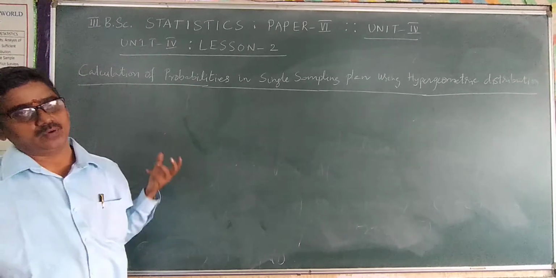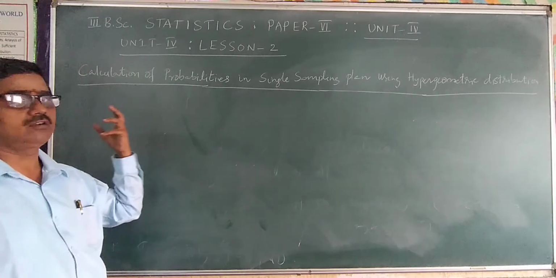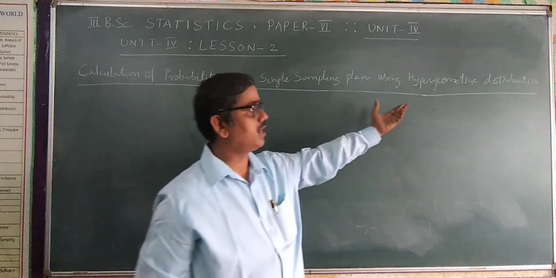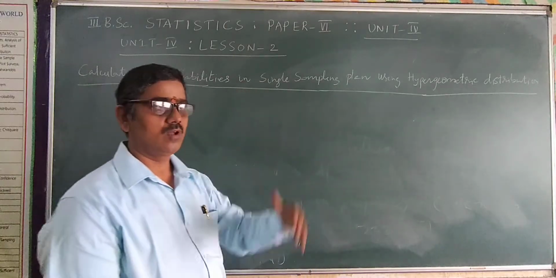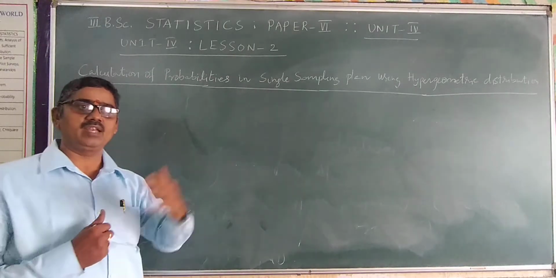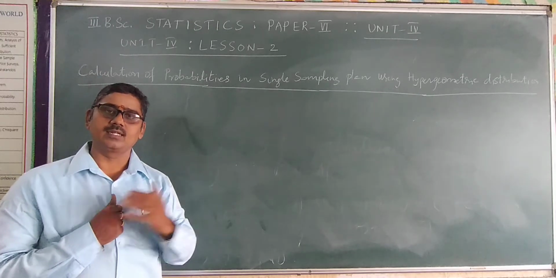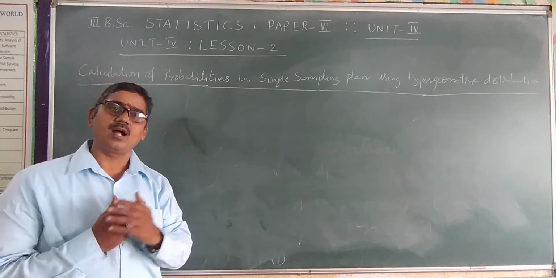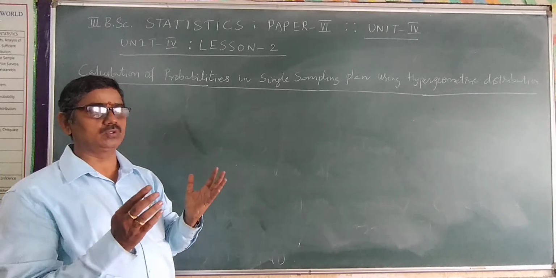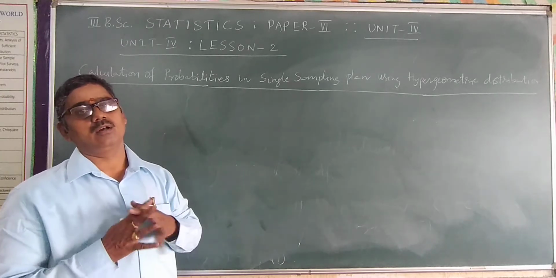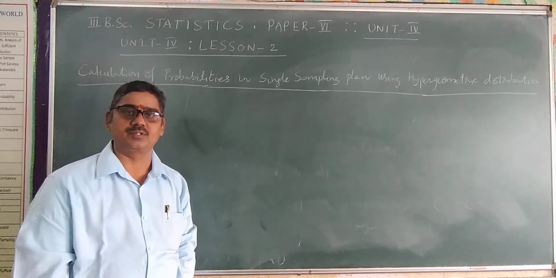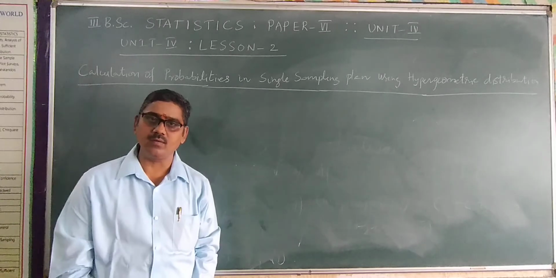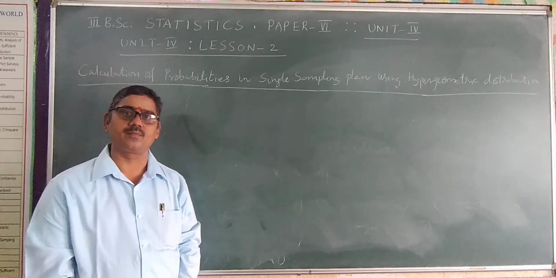In lesson 2, we discuss the topic calculation of probabilities in single sampling plan by using hypergeometric distribution. We learn one by one. We recollect the terminology in the single sampling plan, what terminology is going to be used, and then we start how to calculate the probabilities using hypergeometric distribution.